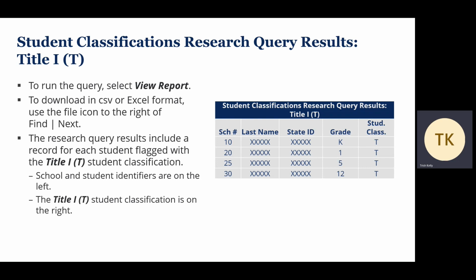To download in CSV or Excel format, use the file icon to the right of Find Next. The query results follow a standard format. School and student identifiers are on the left. The Title I T student classification is on the right.